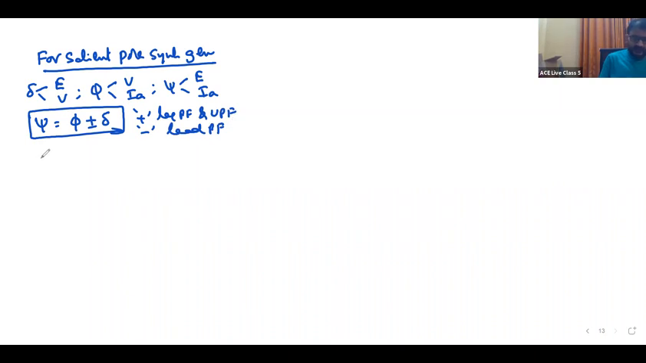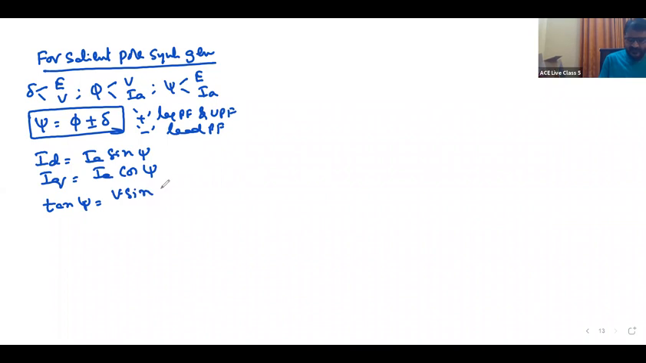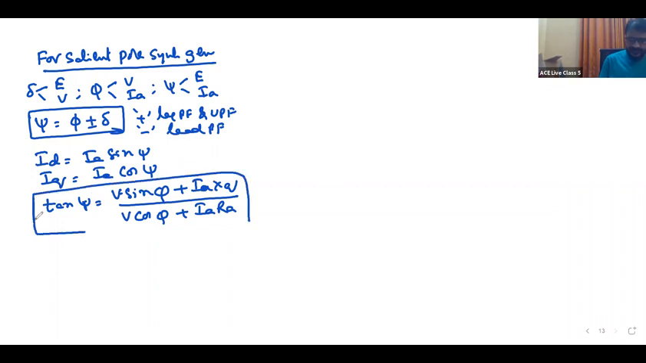Now similarly, ID is equal to IA sin psi. IQ is equal to IA cos psi. And tan psi is equal to (V sin phi plus IA XQ) divided by (V cos phi plus IA RA). This is another relation. Once again I'm writing plus for lagging power factor and UPF, minus is for leading power factor.